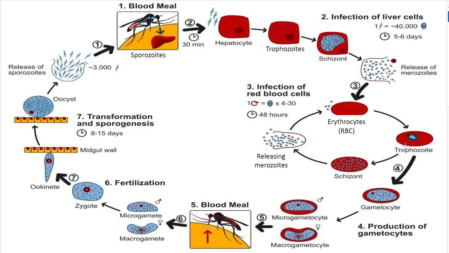Then from trophozoites to gametocytes, here production of gametocytes happens, that is microgametocyte, which is male, and macrogametocyte, which is female. Then it is ingested by the mosquito. So this is the life cycle that happens in humans. Now we will see the life cycle which happens in the malaria mosquito.